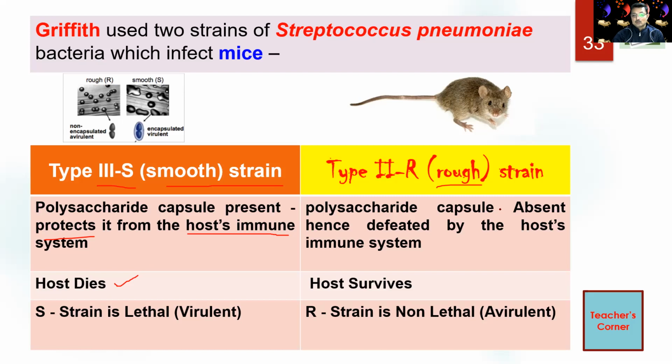The polysaccharide capsule is absent in R strain, hence it is defeated by the host immune system. As a result, the host survives. You know, there is a defense mechanism in every organism. So R strain is a non-virulent strain.